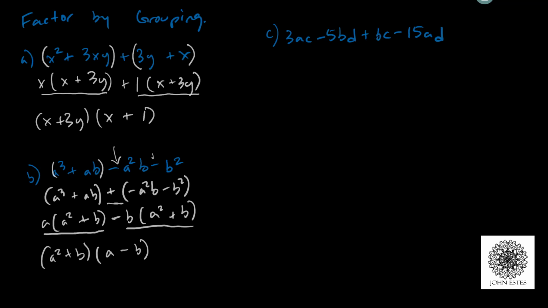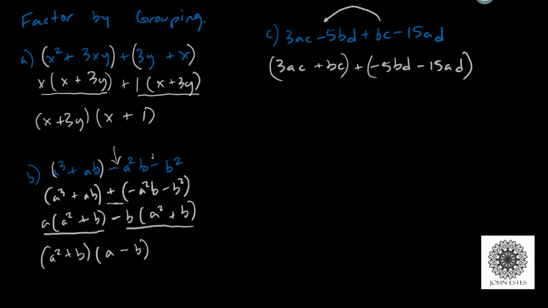Okay, now let's look at part C here. And we're going to just do the same thing again. This time I have 3ac minus 5bd plus bc minus 15ad. And you notice I don't have any common terms here again. And actually, if I group the first two terms together, they don't have any common terms either. So I think it'd be smart if we rearrange this to say 3ac plus bc. So I traded positions here, plus a minus 5bd minus 15ad. Now hopefully this will work well when we factor by grouping.